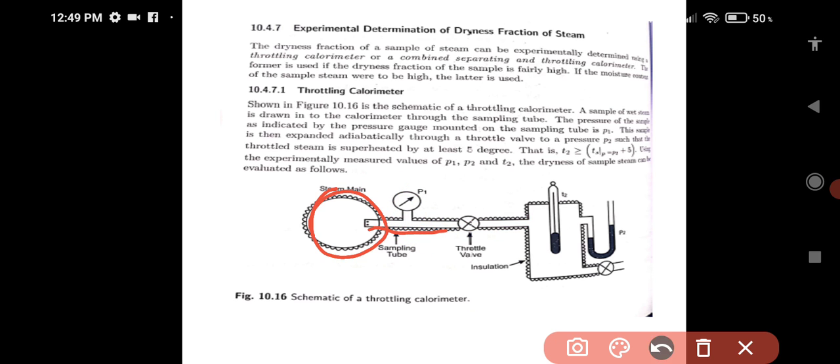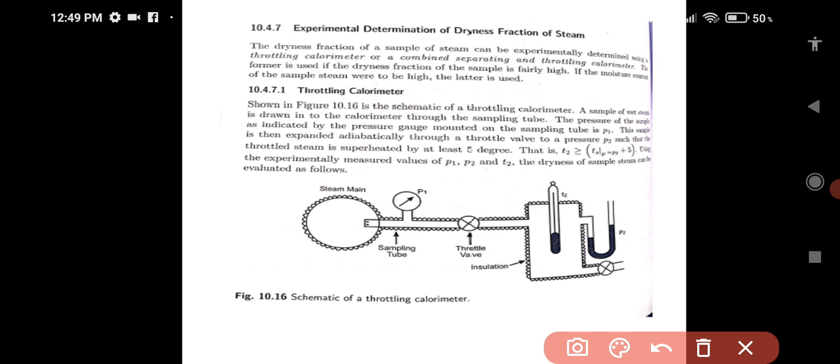Then there is a valve here to control the rate of flow. Then this entire thing you can see is all insulated. So this is an adiabatic process. This is totally insulated.